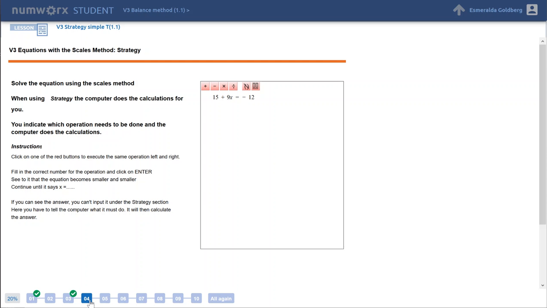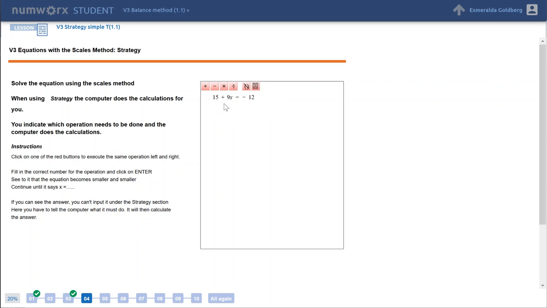Moving on to the next one. 15 plus 9 times x equals minus 12. As you can see, the bags of marbles are only on the left-hand side. On the right-hand side, we have none of those bags, just a negative number of loose marbles. So we can look at those loose numbers straight away. 15 over here, minus 12 over there.